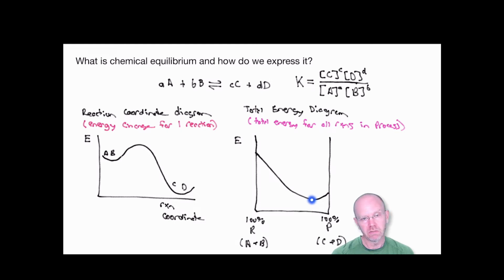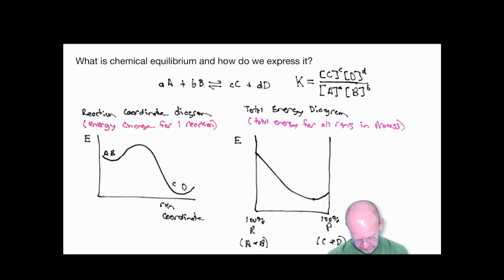And what might be a little counterintuitive is that that lowest energy point always occurs before you've completed the process, meaning before it's 100% C and D. So even at the lowest energy point, there's still going to be some A and B molecules, and there are going to be some C and D molecules. If C and D molecules are more stable at that lowest energy position, there's going to be more products.